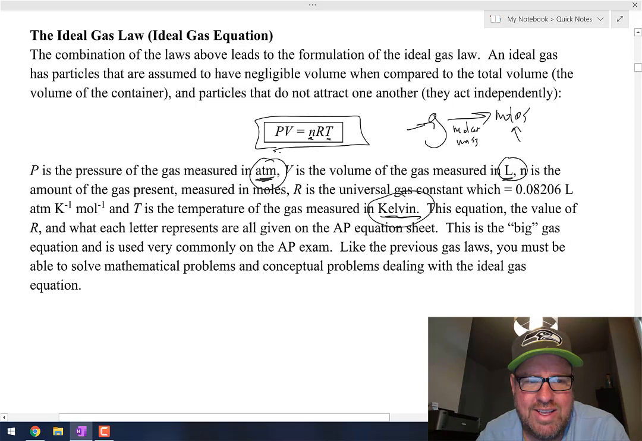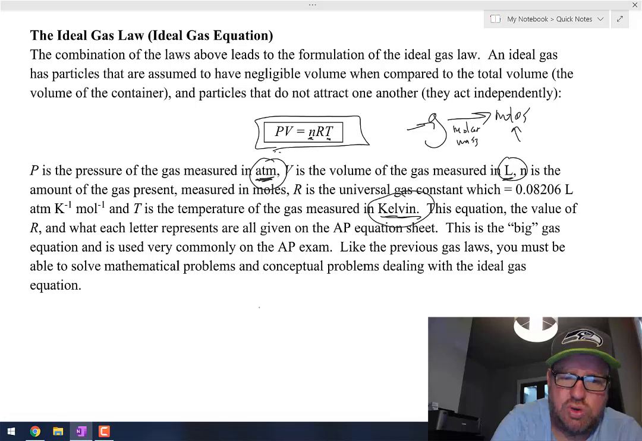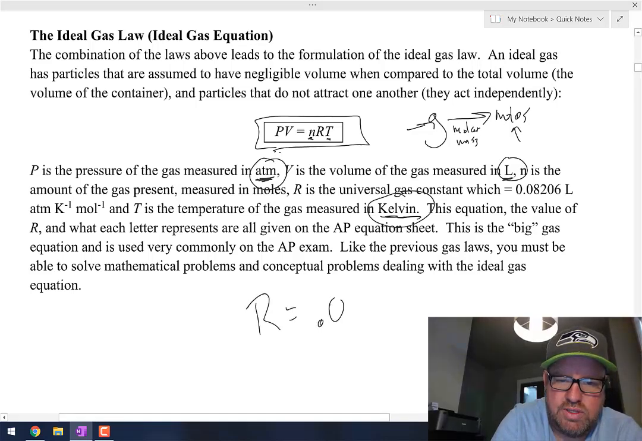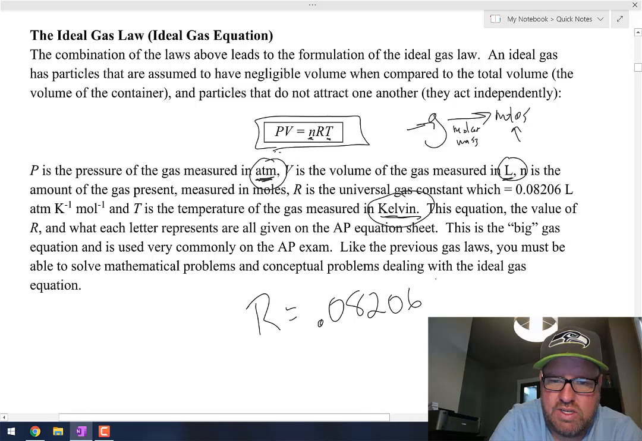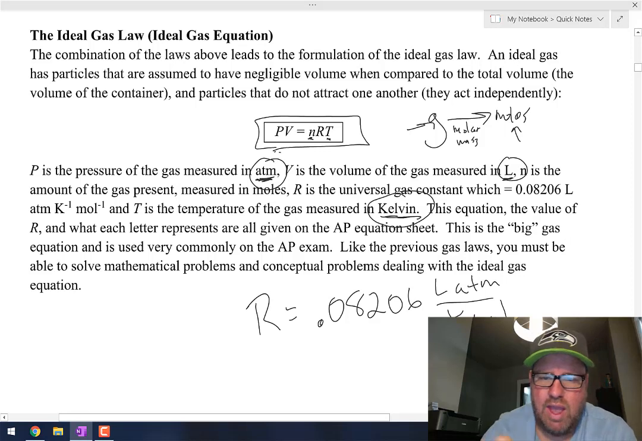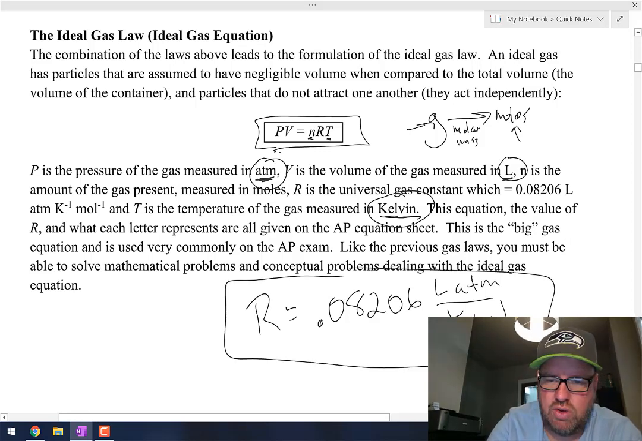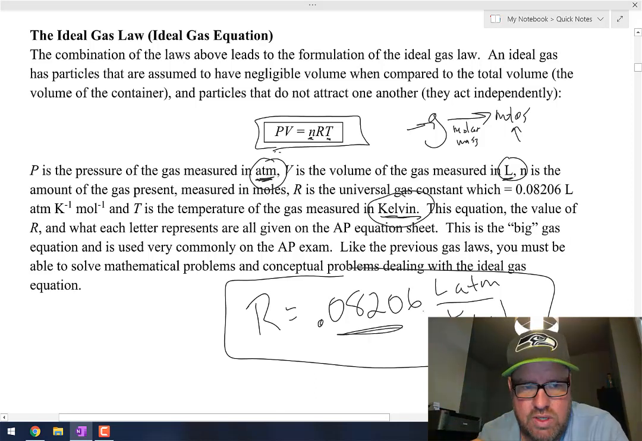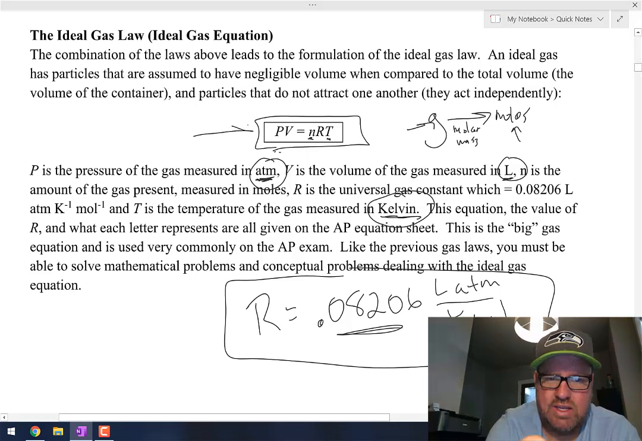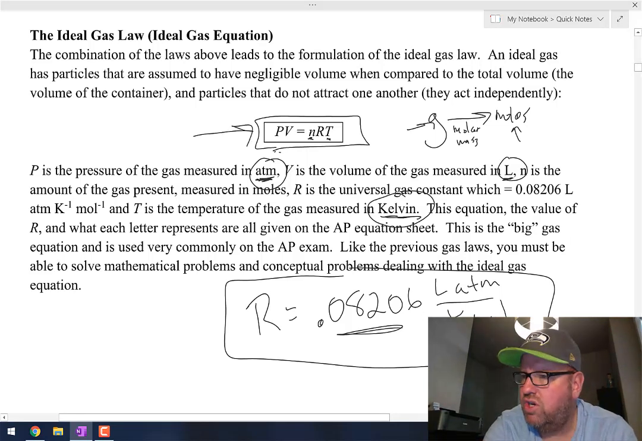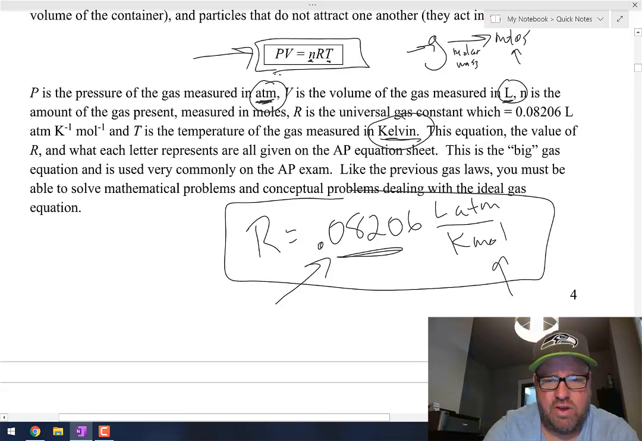Okay, R is the gas law constant, and it is equal to 0.08206 liters atmospheres over Kelvin mole. Okay, and that does not change. You can change the units on it, but that does change the value here. But again, that is the value that we typically use on the AP test. This equation is given on the equation sheet. If you look at your equation sheet, you'll also notice on the side they do give you the value of R. They also tell you that P is pressure, V is volume, etc.